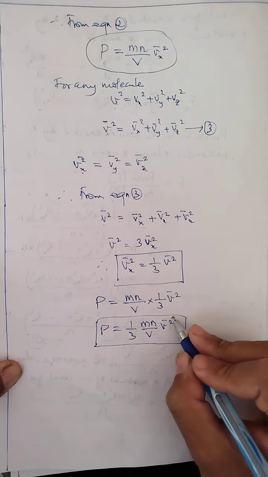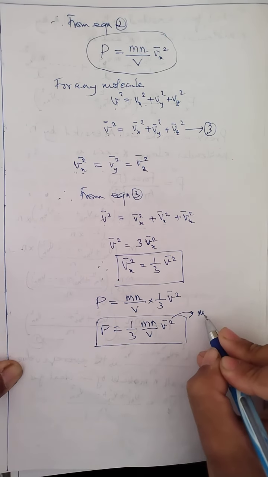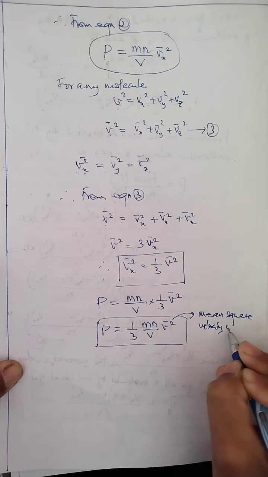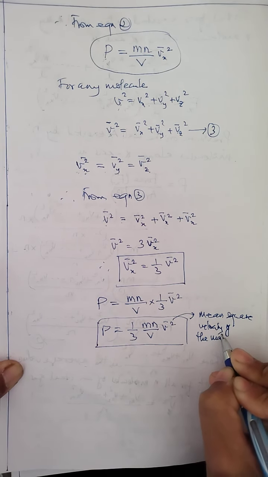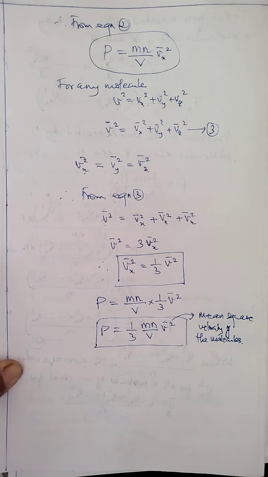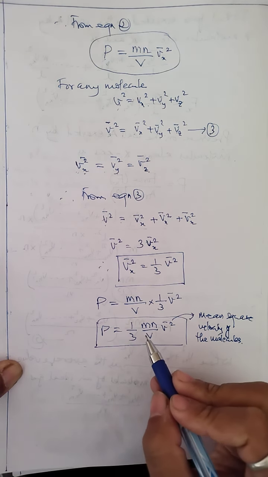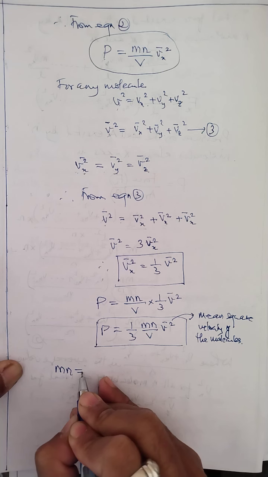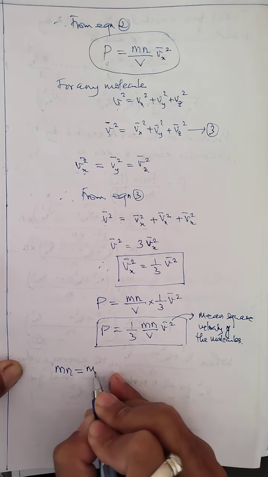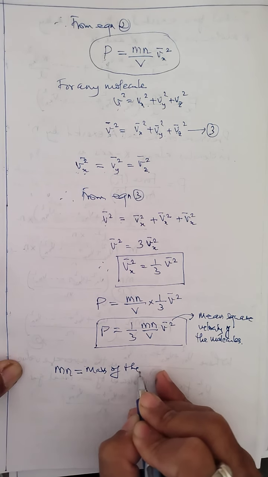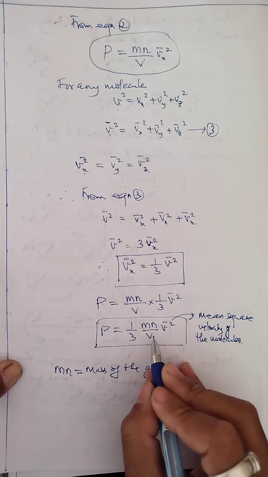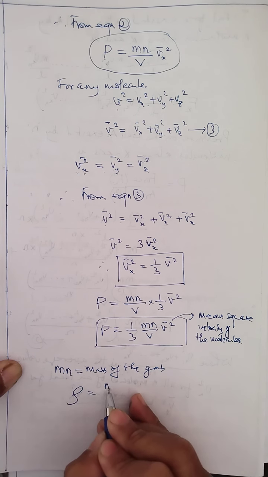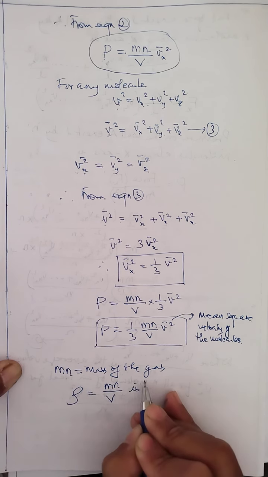But remember this part, children, this quantity is called the mean square velocity of the molecules. Okay, now in the expression, mN is the whole mass of the gas. This is the mass of N molecules of the gas. So here mN I replace by m, the whole mass of the gas, and V is the volume. So mass of the gas divided by volume is the density, which means I write rho equals mN by V is the density of the gas.